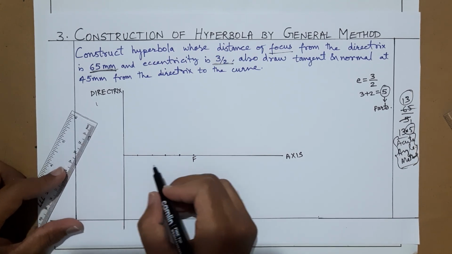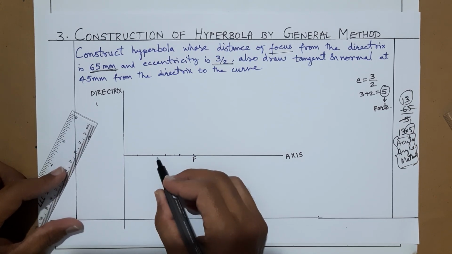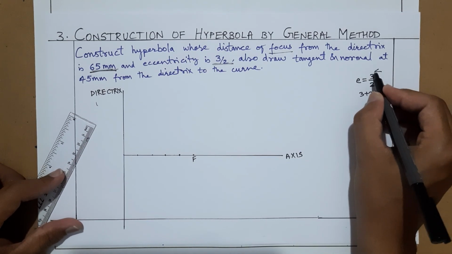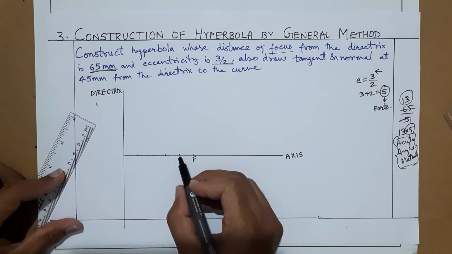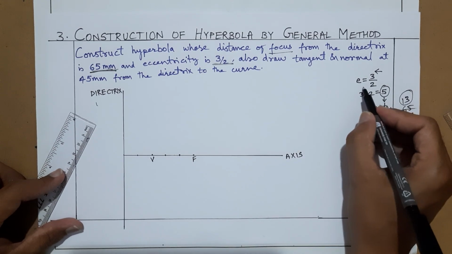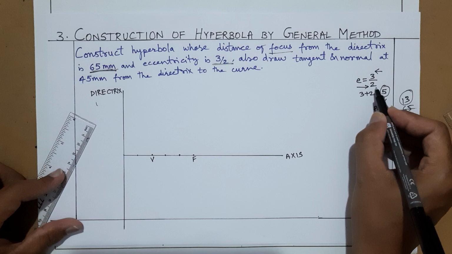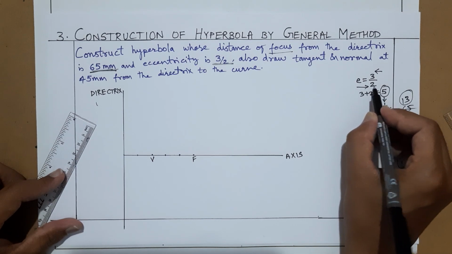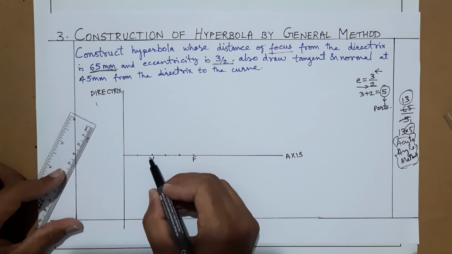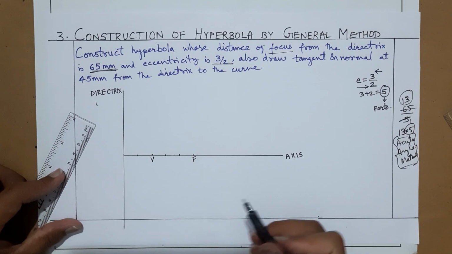Here let us see how to mark vertex. See the numerator 3, come in this direction, 3 steps: step 1, step 2, step 3. Here is your vertex V. Or if you want to see the denominator, go in that direction. What is the number, 2? So step 1, step 2. Same way you will be getting vertex here.